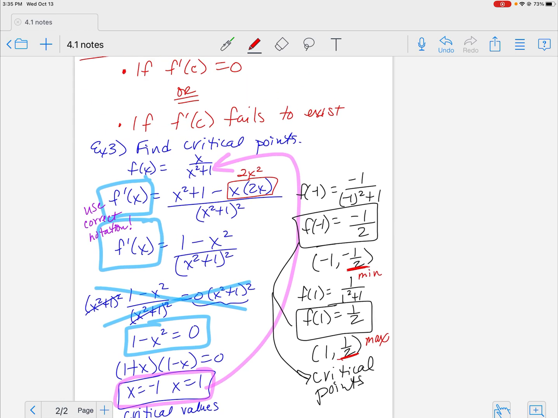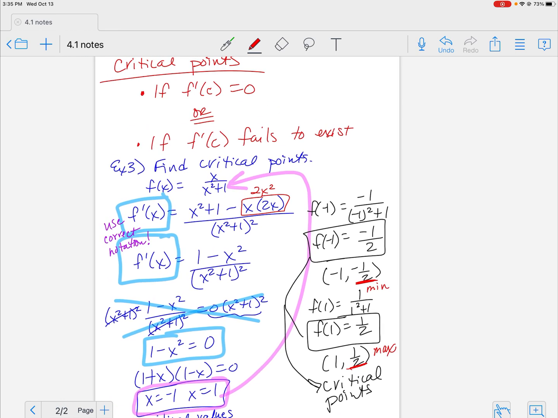And is there any possible value where my derivative is going to fail to exist? No. Is there anything I could do to make this denominator 0? No. I'm squaring a term here, and then I'm squaring the whole thing. There's no possible way to take this down to 0. So I'm not going to have anything where my denominator fails to exist. My critical points for this one only are where my derivative is set equal to 0. Not too shabby, right? Pretty good.